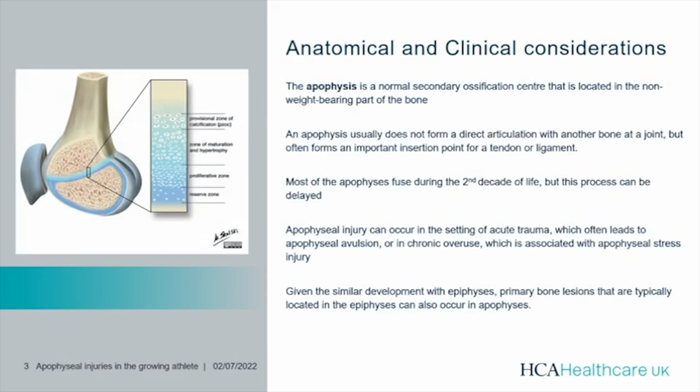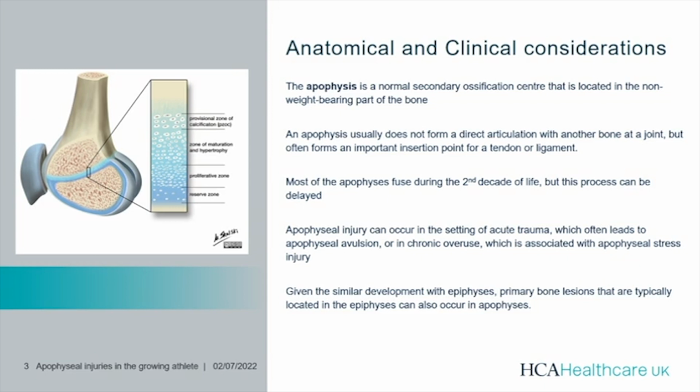What is an apophysis? Essentially, like any physis, an apophysis is a normal secondary ossification centre. The difference with an apophysis is that it is normally associated with a non-weight-bearing part of the bone, and it normally has an important tendon or ligamentous attachment to it, as opposed to a joint physis in between bones. Most of the apophyses fuse in the second decade of life, but the process can be delayed for various medical and other reasons, which we will discuss.